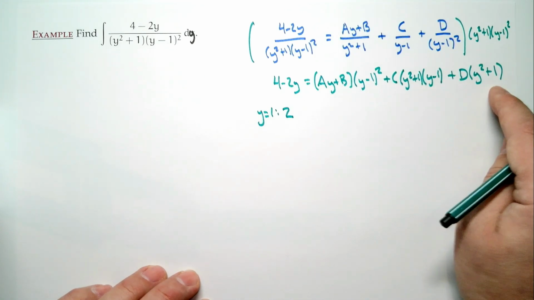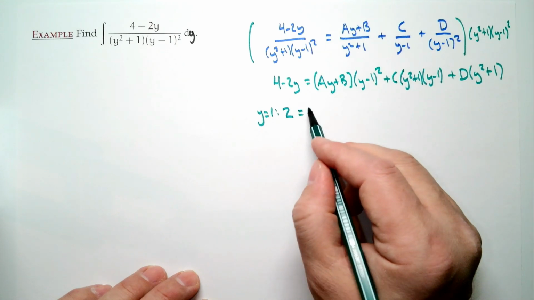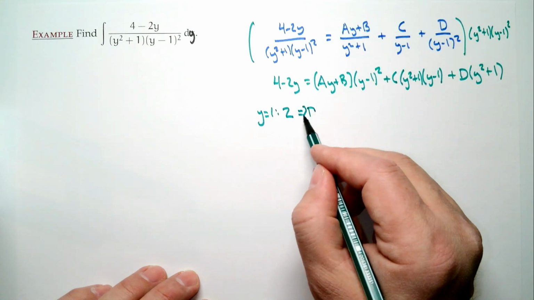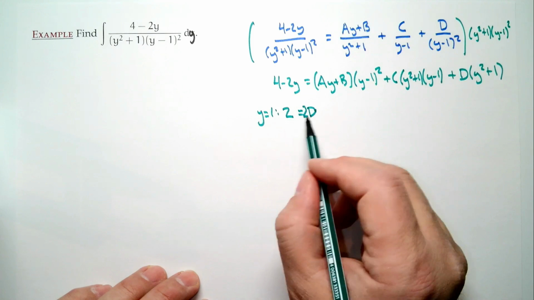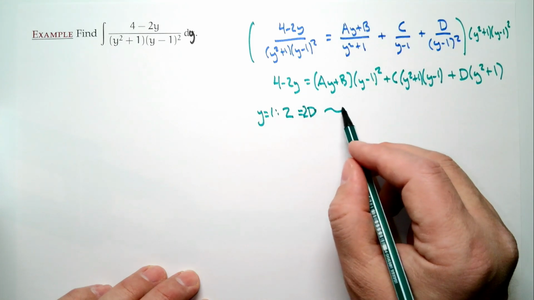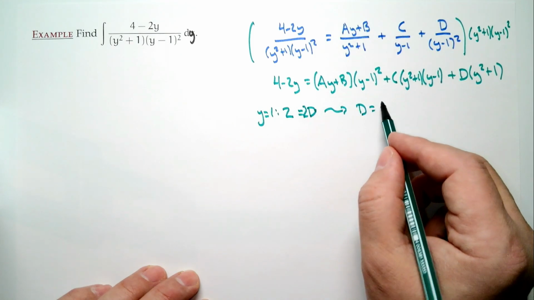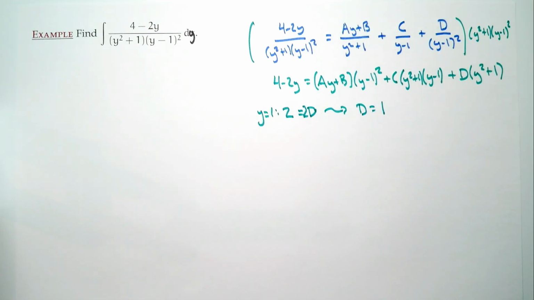The third part, what happens? 2d. Coming to you in beautiful 2d. All right, 2 equals 2d. What does that tell us about d? D equals 1. Now, it's a little bit less clear what to do next.